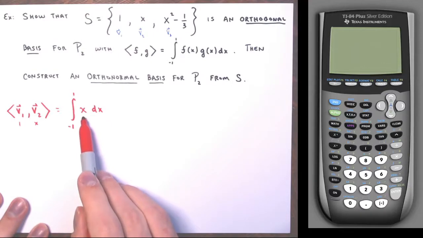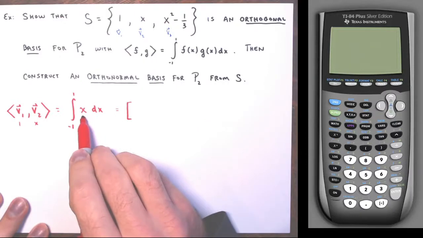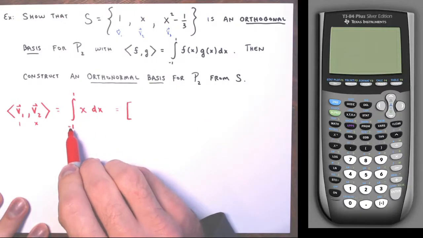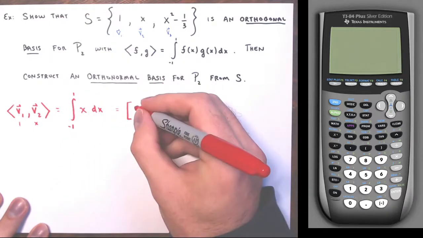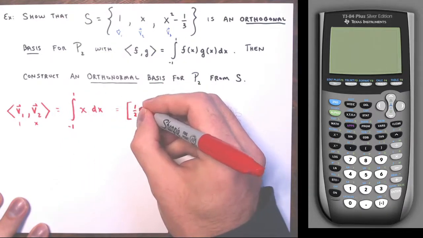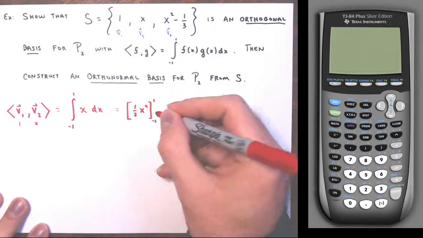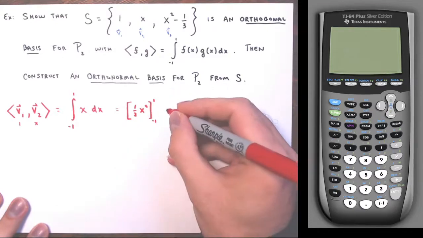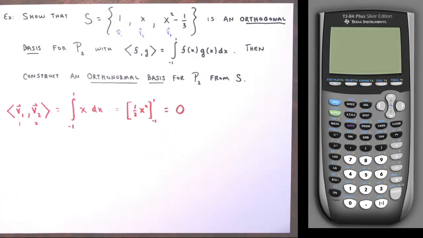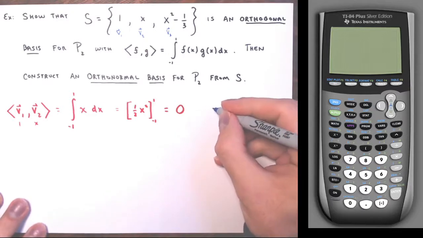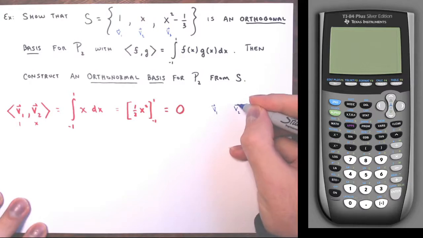Now this is 0. You could have said that this is an odd function, and you're going from -1 to 1, so this is going to be 0. But the antiderivative is 1/2 x squared, from -1 to 1, and you plug in 1, plug in -1, you get the same value, then subtract them, and you're getting 0. So polynomial vectors V1 and V2 are orthogonal.